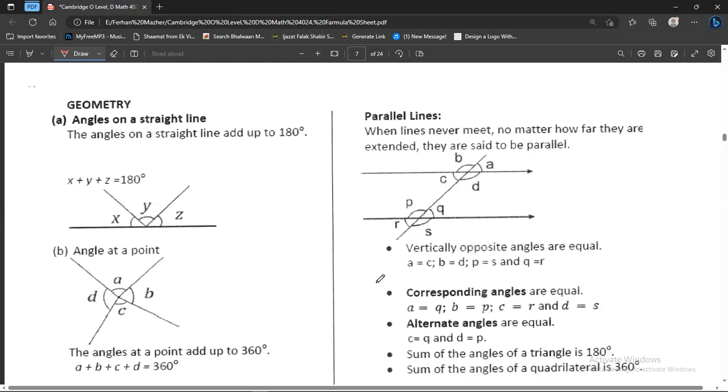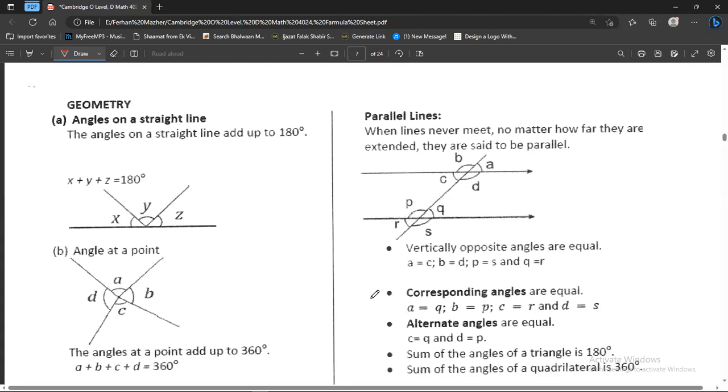Corresponding angles are those angles where one is inside the parallel lines and the other one is outside the parallel lines, on the same side of the transversal line. So for example, here A and Q are corresponding angles to each other. D and S are corresponding angles to each other. B and P are corresponding angles of the parallel lines, and they will be equal to each other. C and R are corresponding angles of the parallel lines, and they are equal to each other. So A will be equal to Q, B will be equal to P, C will be equal to R, and D will be equal to S.